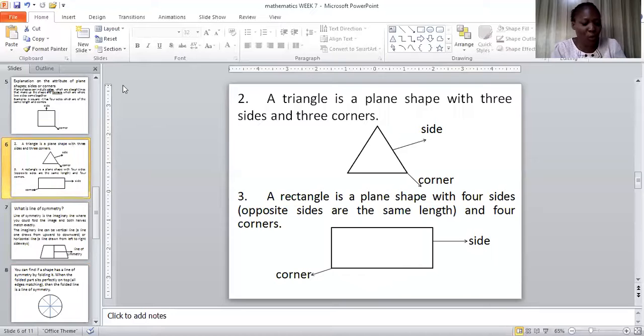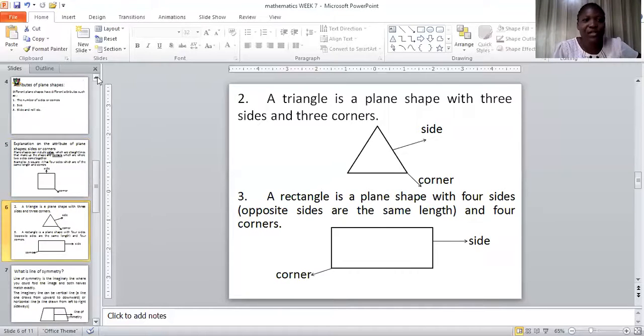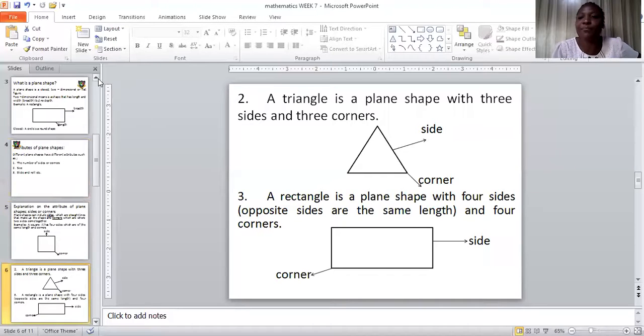Let's quickly go through what we have learned. Let's summarize what we have learned. We said a plane shape is a round, 2-dimensional. 2-dimensional means it has length and breadth or width, and it does not have depth. If it has depth, then it is 3-dimensional.